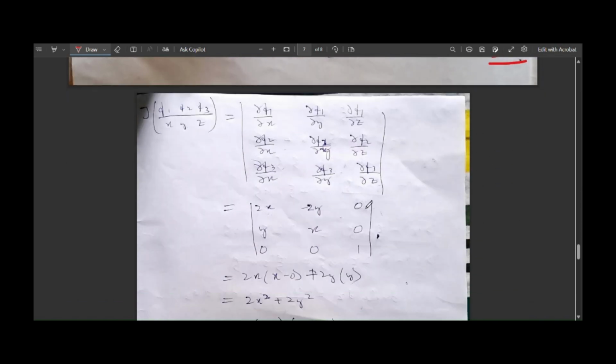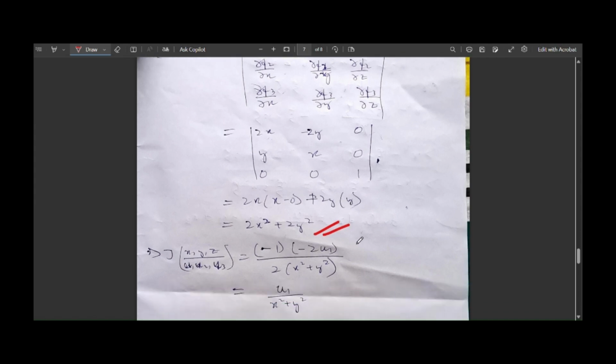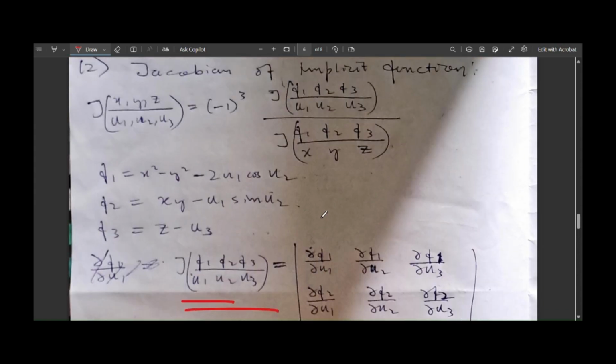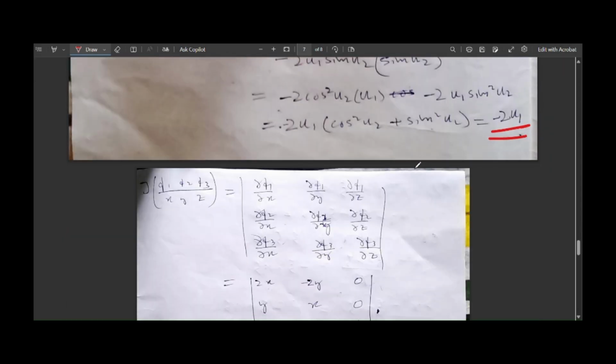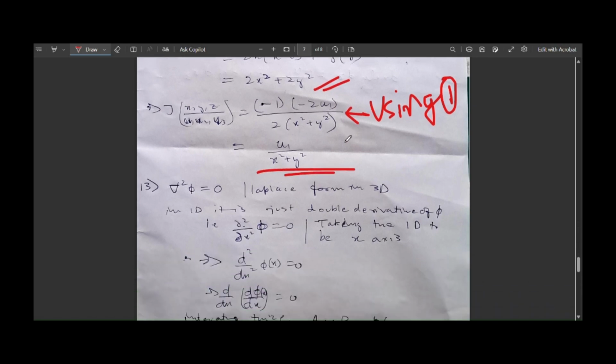With respect to xyz, we can also find out the determinant to be 2x square plus 2y square, and the Jacobian using the equation above, considering this equation 1, using 1 we can write this, and this is the final answer.